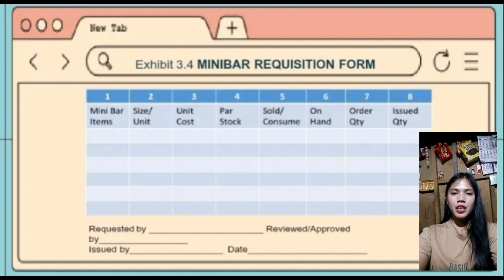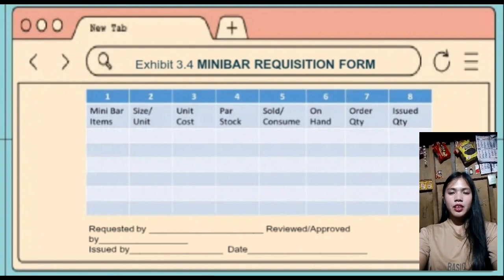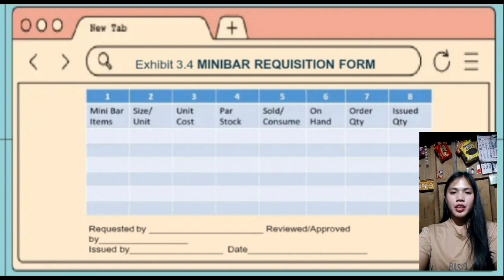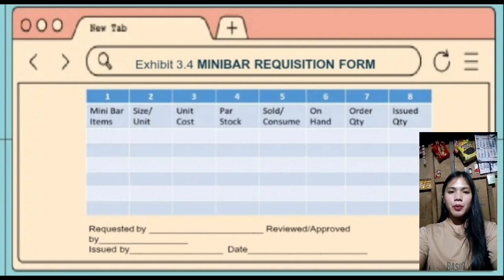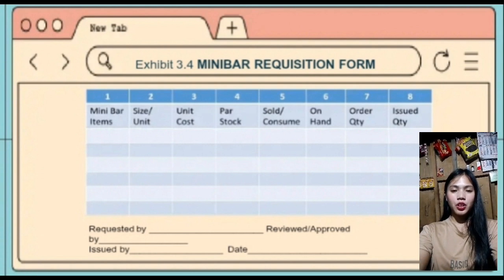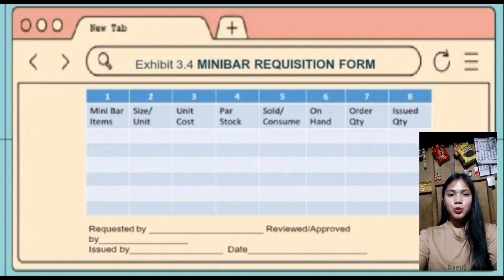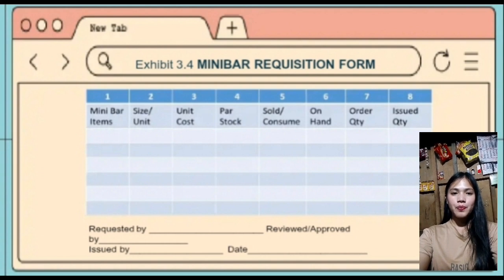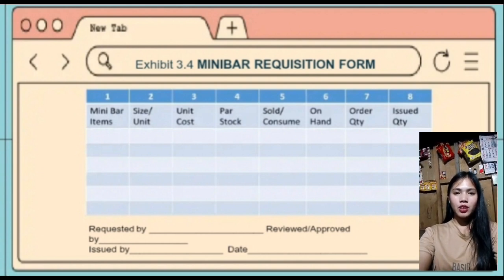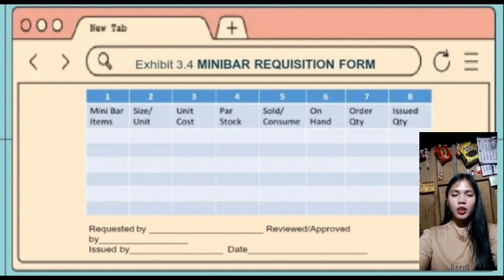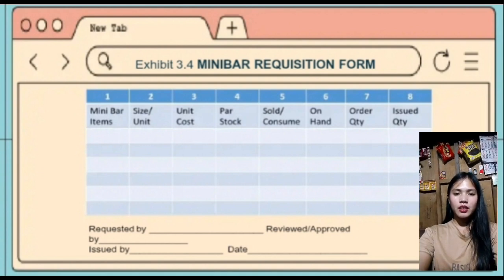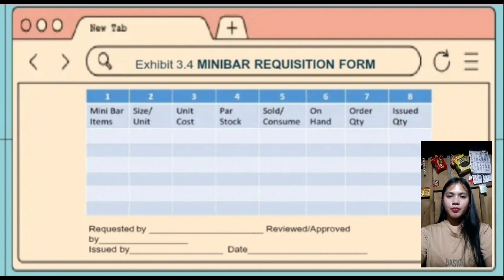So in the form, the requisitioning party shall indicate the par stock in column 4, and the par stock is the quantity of items to be maintained. Based on the calculated requirement for all the rooms assigned to the minibar in charge, indicate the sold or consumed stock in column 5. Enter the on-hand balance in column 6 and write the order quantity in column 7, calculated as par stock minus on hand, so entries in column 4 and column 6.